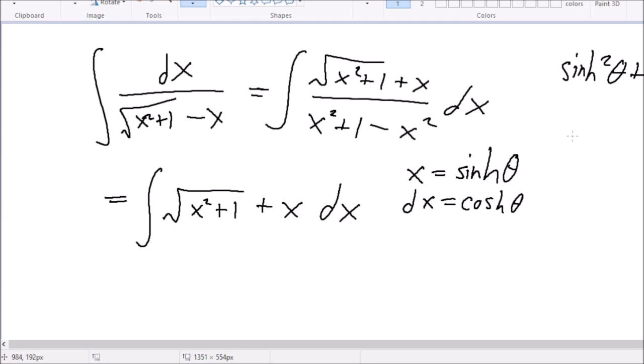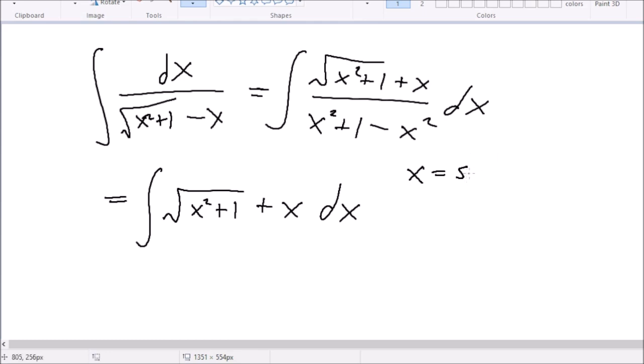If I use tanh, then I'm going to get secant cubed of x. And actually, I guess I could do that. If I do sinh, I get cosh cubed. Oh, you know what? Never mind. I regret everything that I'm about to do. Let's just do secant theta. I didn't even realize what I was going to go into.